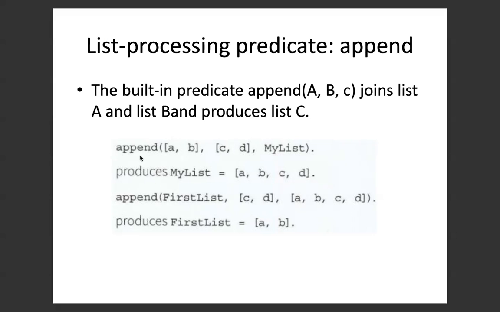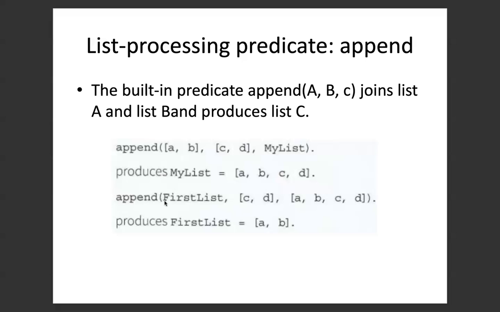Now, for example, if I'm using append here, there's this one list, A, B, that's my first parameter, which is a complete list, A and B. My second parameter is also a complete list, C, D. When I run this with the append built-in predicate, it combines A, B, C, D and stores the result in my list. So after this fact is run, my list will have the values A, B, C, D as produced by this built-in predicate.